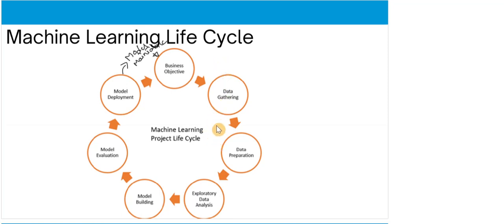These are iterative processes. If the model is not giving good outputs, then you have to go again for data preparation, or you can go for data gathering. These are iterative processes. Anyways, we'll discuss in detail in upcoming videos.